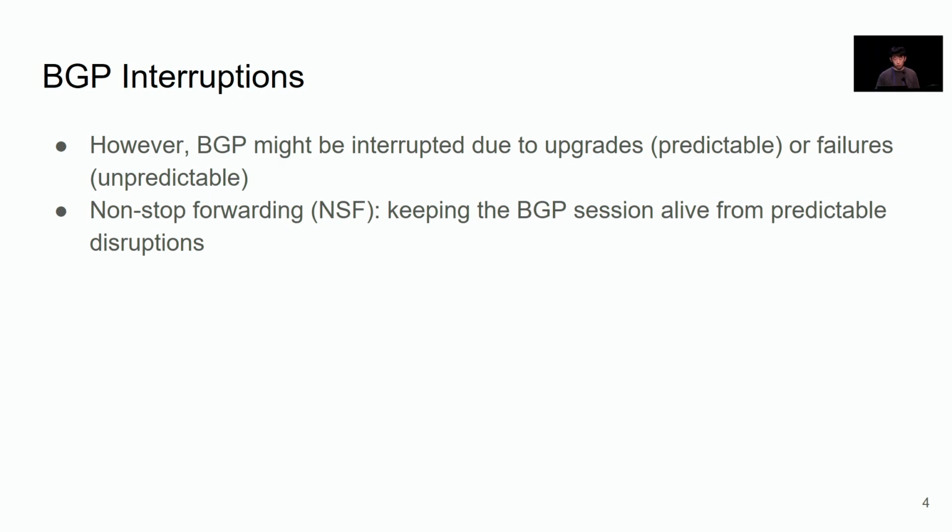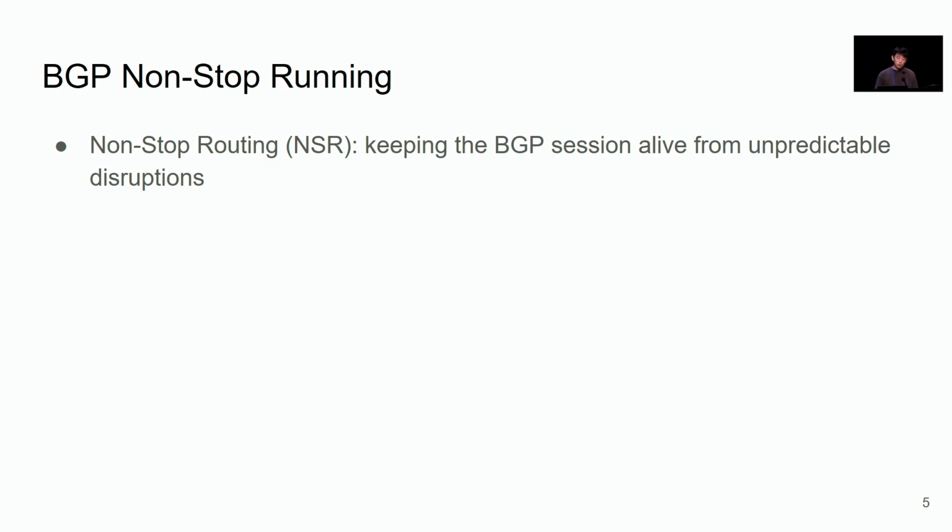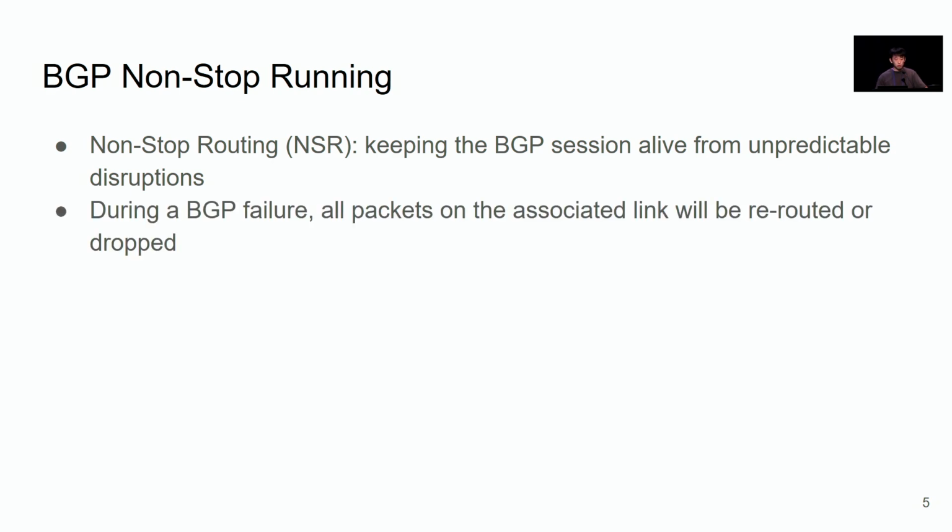To realize NSF, an easy way is to notify the other side before such an event, so they can prepare for that. This has been standardized, and it's called graceful restart. However, keeping the BGP session alive through unpredictable disruptions is much harder, and this capability is called nonstop routing. Unfortunately, failing to do nonstop routing will cause a lot of issues. This is because during a BGP failure, all packets on the link will probably be rerouted or even dropped.